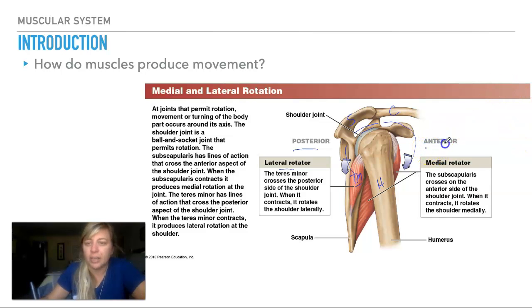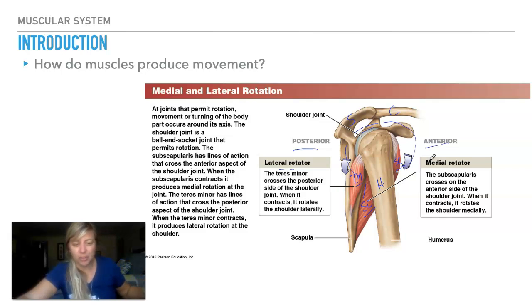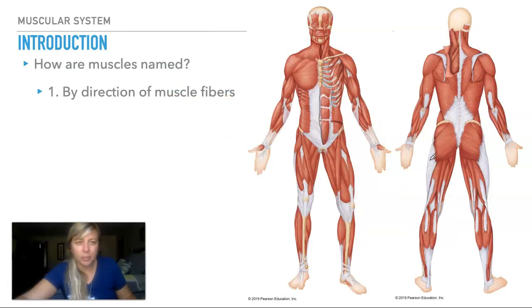If you're on the anterior side of the joint, so here there's a muscle called the subscapularis. So you can see it here and a little bit of it here. It's going to be a medial rotator. So lateral rotation, medial rotation. So just some rules to kind of help you out with figuring out the type of movement that's going to happen in a joint. Okay, the last thing we're going to look at is how muscle fibers are named.